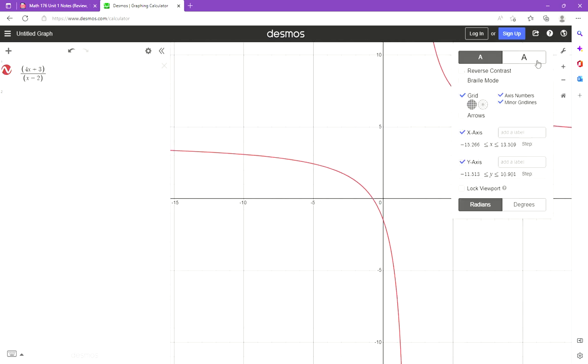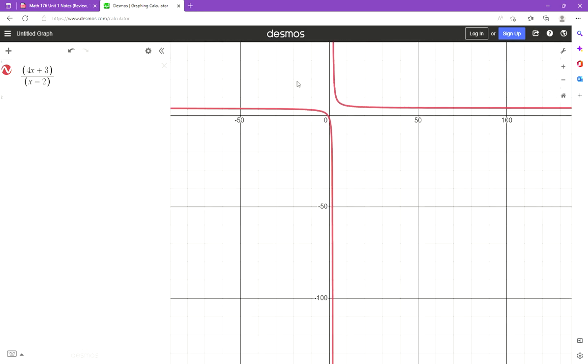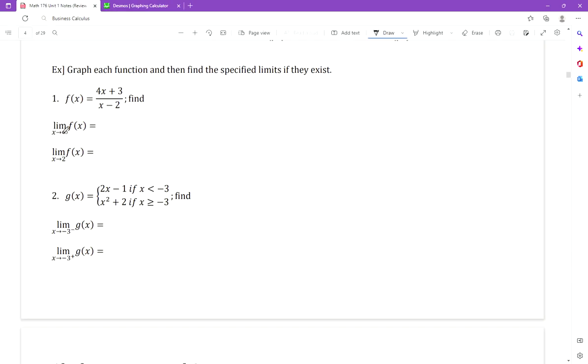All right, let's see it a little bigger. There we go. We can zoom in and zoom out. That's why Desmos is nice. So here's our graph. With our graph, they first want us to find the limit as x goes to infinity. Remember that just means x going to the far right, and the answer is what does y look like. So this is like a y value. What does y look like to the far right?